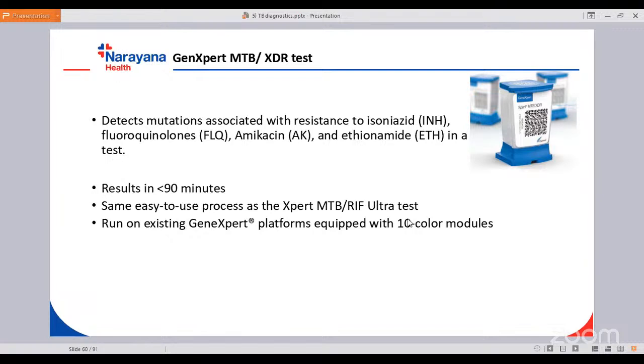Now the problem was with GeneXpert that you're only reporting rifampicin, and then we had to depend on a line probe assay for the remaining antibiotics. So GeneXpert came up with another cartridge a year and a half back, which gives you resistance to even more antibiotics, which is INH, fluoroquinolones, amikacin, and ethionamide. So it's an even better test, and it gives you results in less than 90 minutes. Imagine getting a result like this within 90 minutes, which tells you whether it's MDR or XDR quickly. Within 90 minutes from a sample.